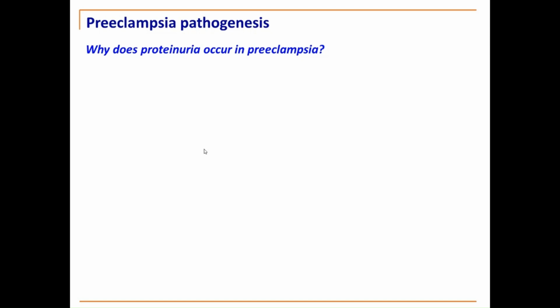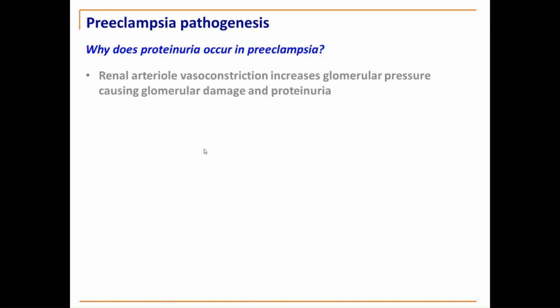But why does proteinuria occur in preeclampsia? So we've talked about the mechanism behind hypertension, but why do we get proteinuria? Well, we get renal arterial vasoconstriction, because remember we're getting more vasoconstriction and it's systemic. That increases the glomerular pressure. This causes glomerular damage, and that glomerular damage makes the glomerulus leaky, and protein leaks from the blood into the glomerular filtrate, which is passed out in the urine, leading to proteinuria.